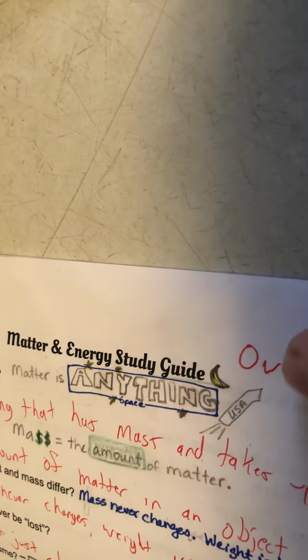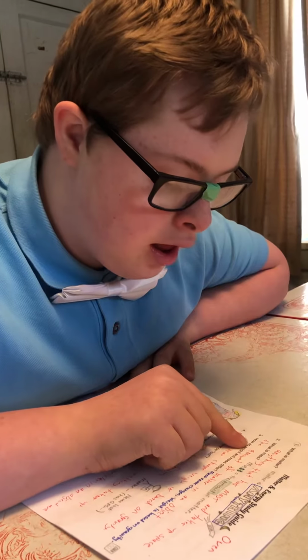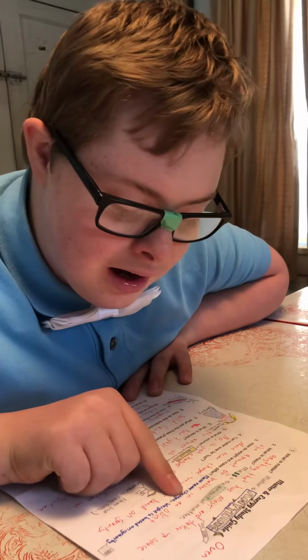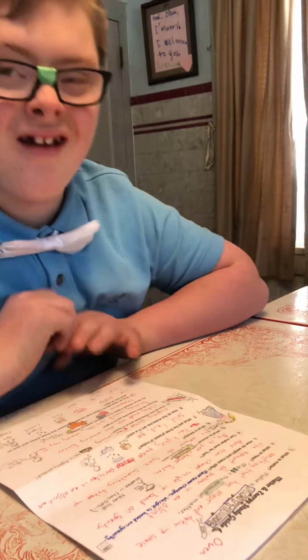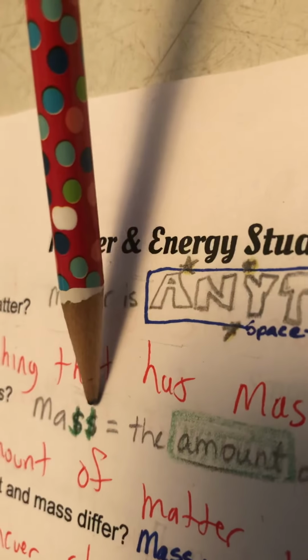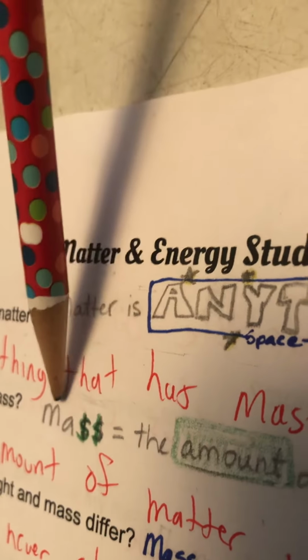What is mass? An amount of matter in an object. Yes. See how I made mass in dollar signs? Those dollar signs mean amount. Mass is the amount of matter in an object.